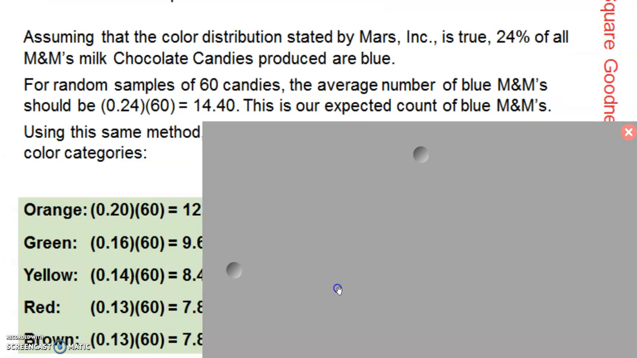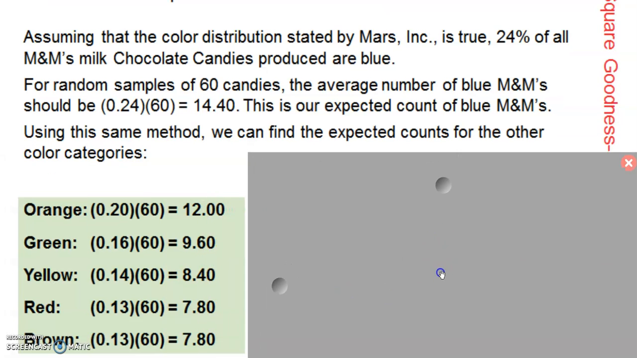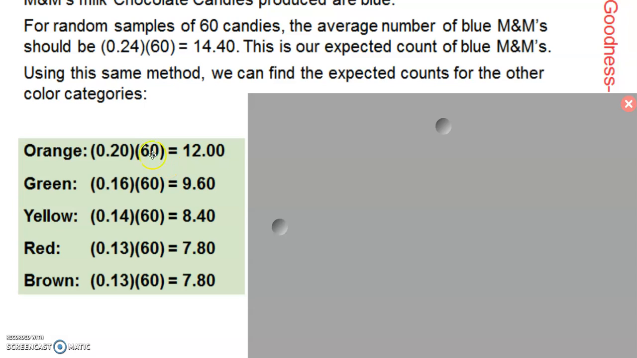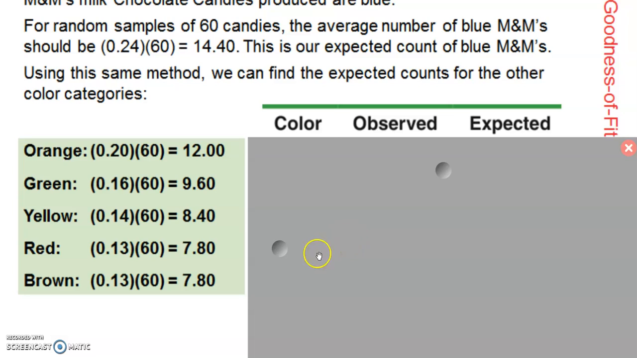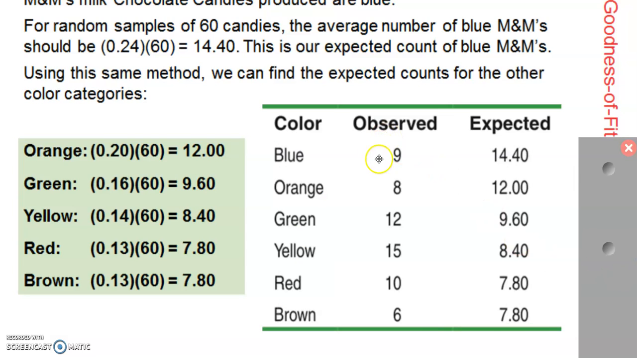And then I can do that for each color. So I use that same method for each color. 20% should be orange times the sample size, 16% should be green times the sample size, and so on to get all my expected counts. And then I make a table of my observed counts and my expected counts, just like you did in your activity yesterday.